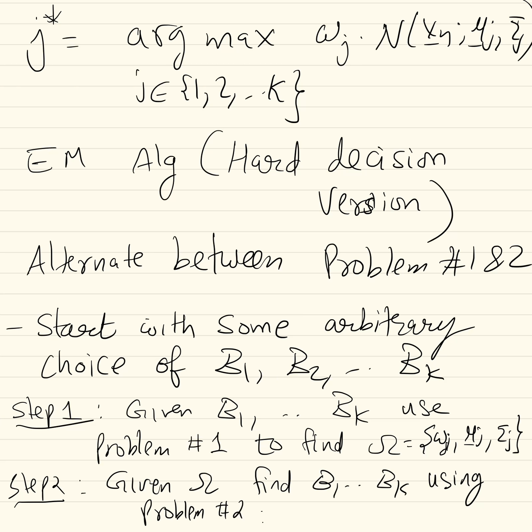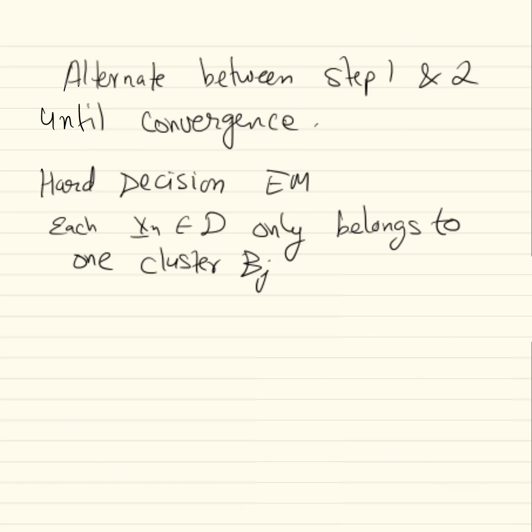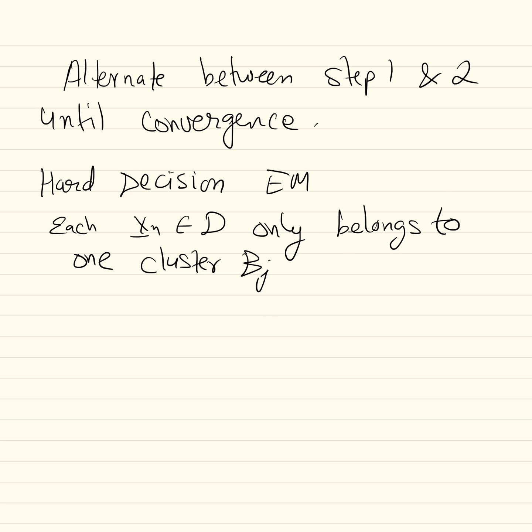Now it could be that x1 has a 49% chance of belonging to B1 and 51% chance of belonging to B2 and 0% for everything else. Then you would still force xn to belong to B2, even though it's almost equally likely to belong to B1 and B2. And this is not ideal. This is a suboptimal thing to do. And so this can be accounted for in the soft decision EM.